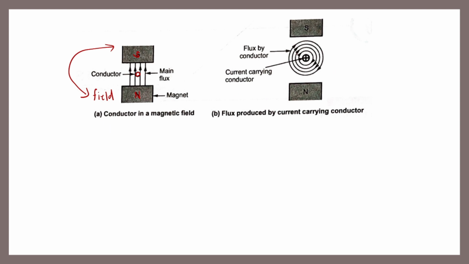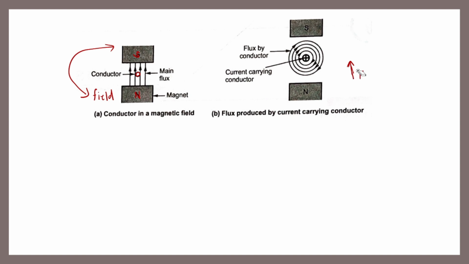Let's proceed to the second figure, flux produced by a current carrying conductor. Since there is a current flowing in our conductor, based on electromagnetism and laws of magnetism, there is flux around it if current flows in a conductor. The direction of the flux around our current carrying conductor is based on Fleming's right hand thumb rule. Try to consider your right hand, then the thumb. The thumb points the direction of your current. In this case, the direction of the current is going away from you.